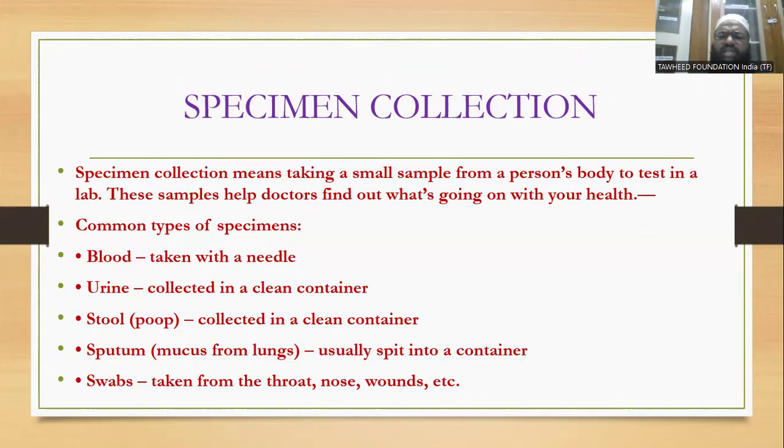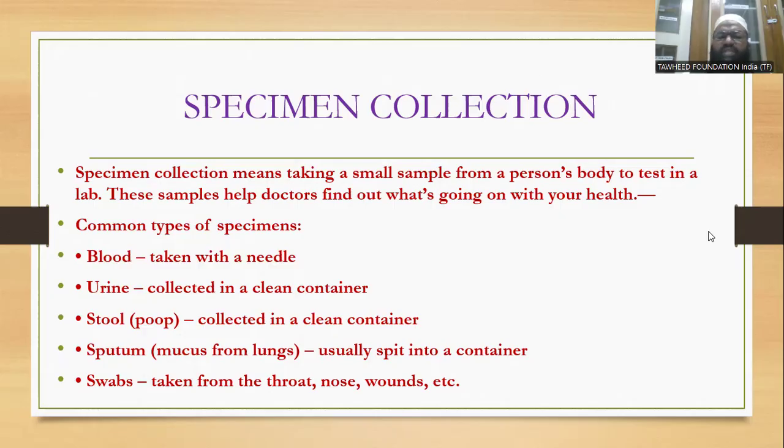Specimen collection means taking a small sample from a person's body to test in a lab. These samples help doctors find out what's going on with your health. That's the main thing. So what are the common types of specimens we collect in the lab?